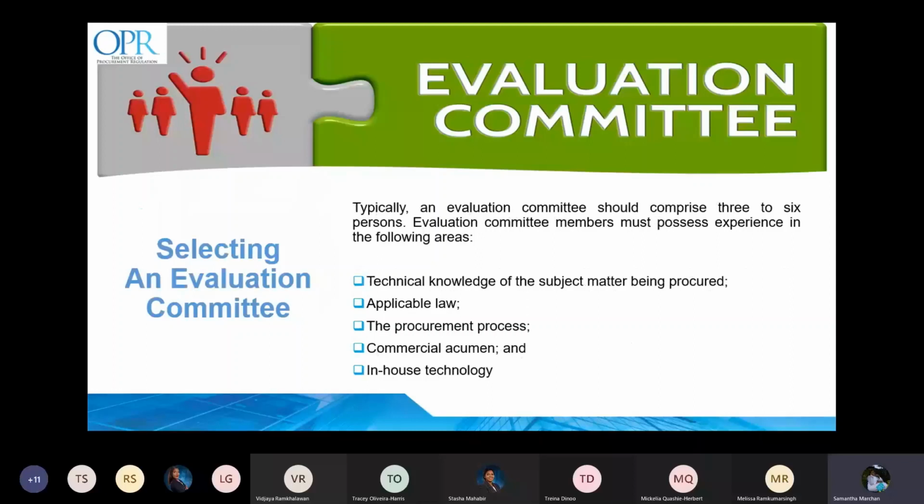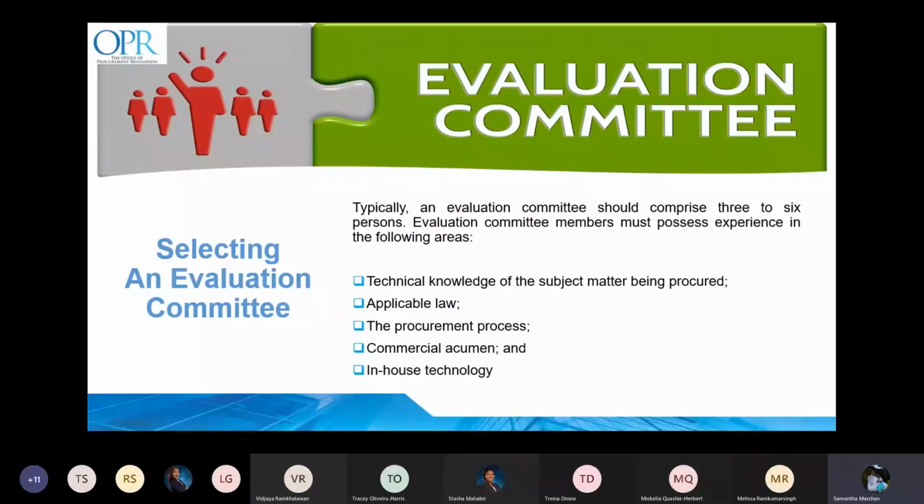The third stage in the evaluation process is selecting an evaluation committee. The composition and mandate of the evaluation committee is critical to an effective procurement process. Typically, an evaluation committee should comprise 3 to 6 persons, depending on the organization, the mix of skills required, and the number of departments involved. Experience in the following areas is often required to effectively evaluate the proposals.